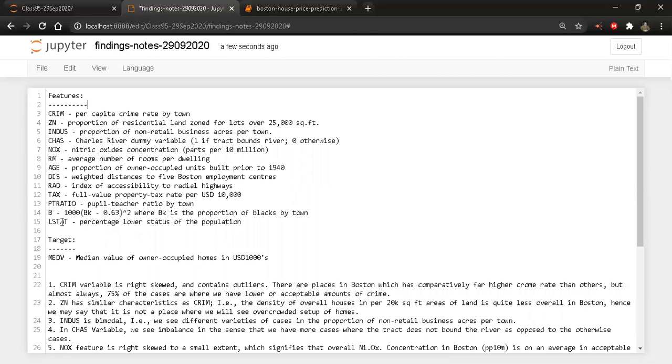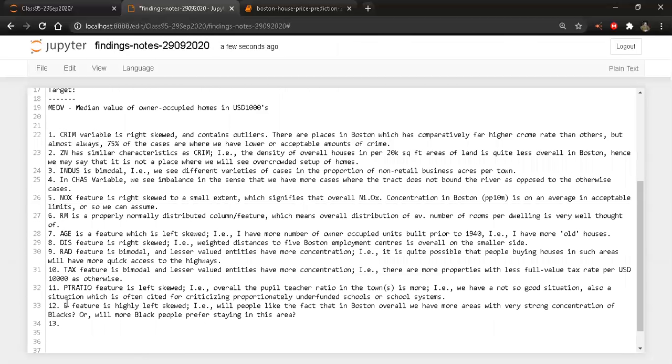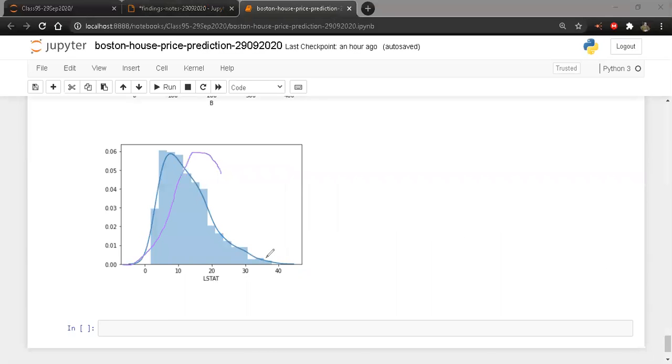LSTAT is the percentage lower status of the population. So there's a good concentration. I'll not say this is really right skewed, and this is almost close to a normal distribution. If I try to draw a normal distribution, it will look something like this. It's almost close, so it's tending to normal. So this is good. It's really not bad.